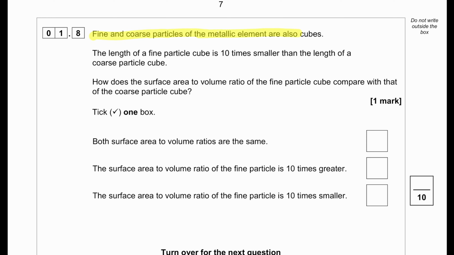Fine and coarse particles of metallic elements are also cubes. The length of a fine particle cube is 10 times smaller than the length of a coarse particle cube. How does the surface area to volume ratio of the fine particle cube compare to that of the coarse particle cube? So you see, the fine particle cube is 10 times smaller. Since it is smaller, that means it has a higher surface area to volume ratio.